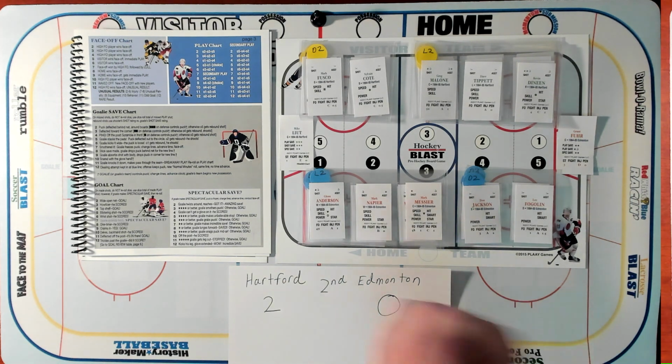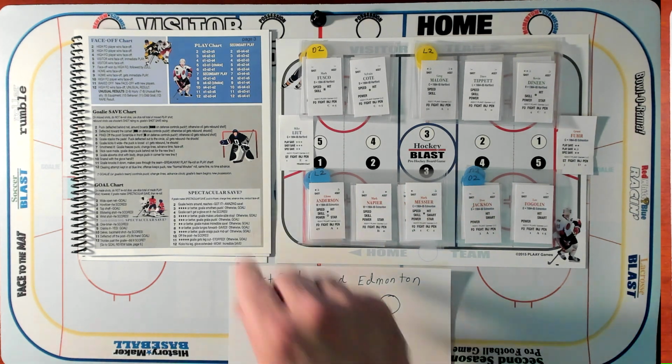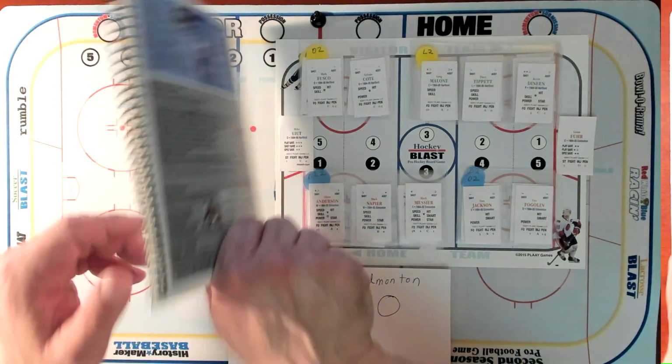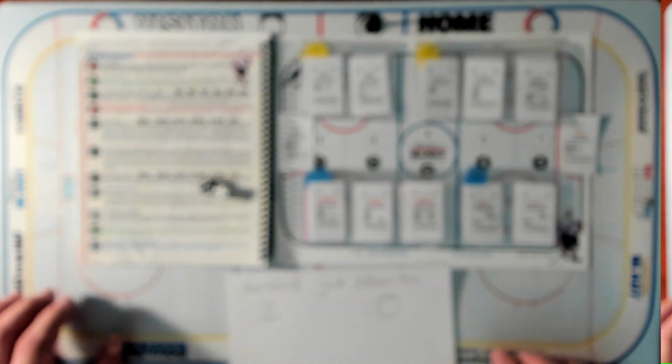So we will go to the face-off under the normal minutes chart. The second line's out there. 8. Home wins the face-off. Edmonton wins the face-off. We rolled a 10. Get the focus here.